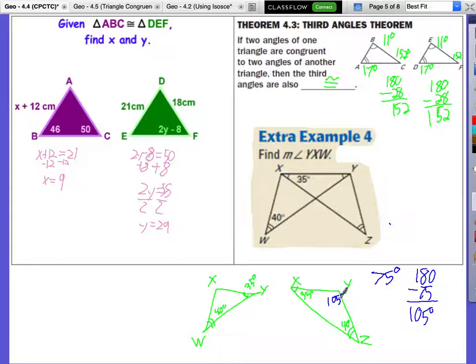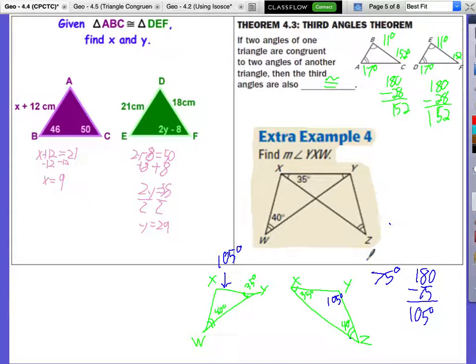So that helps us with this one. And how could we find YXW? They're the same thing by our third angles theorem, because two of the angles are congruent from these triangles. And we know the third angles are congruent, making this one automatically 105 degrees. Questions on that?